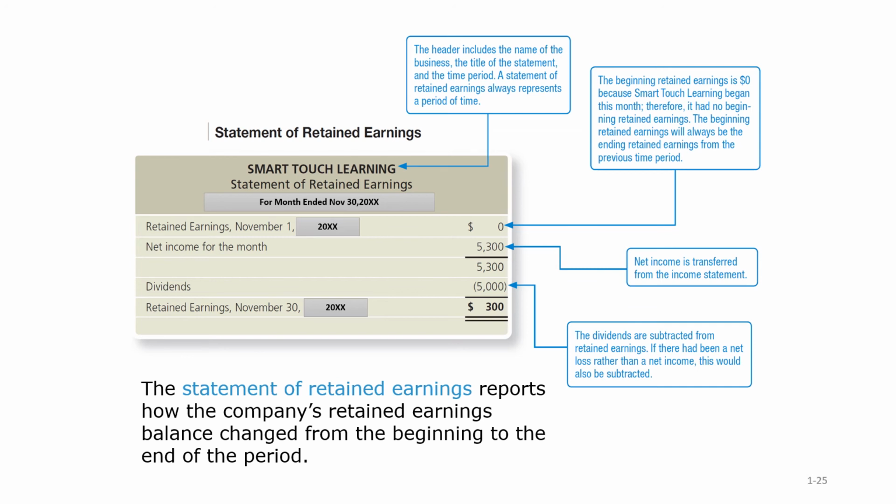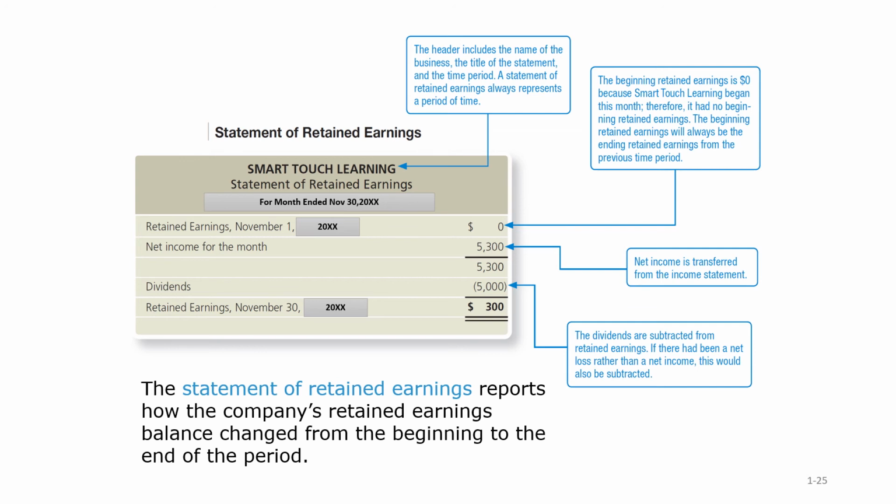You'll note for the statement of retained earnings, it helps us to understand what happened in that equity account over that given time period. This is also the first place where we see the interconnectivity of those financial statements, because we are taking the amount of net income or net loss from the income statement and it carries forward to our statement of retained earnings.